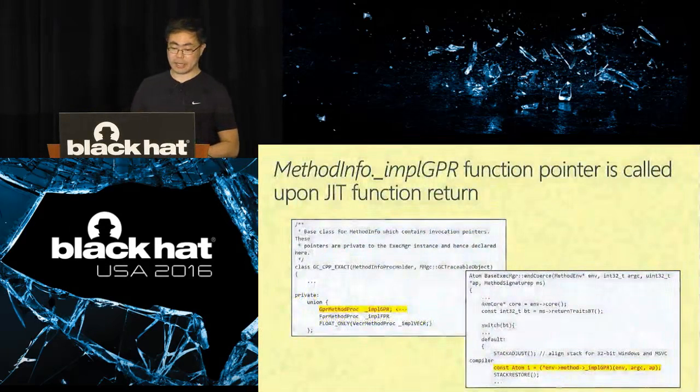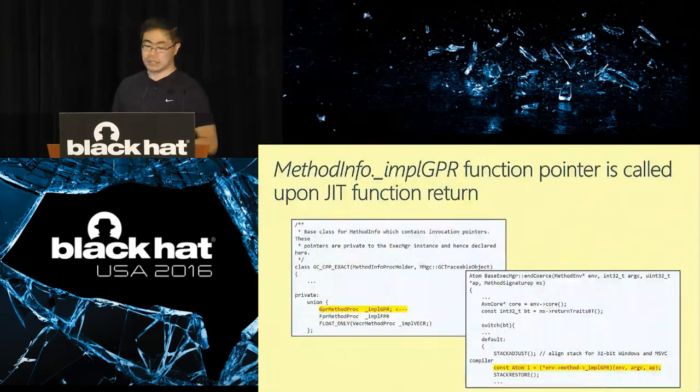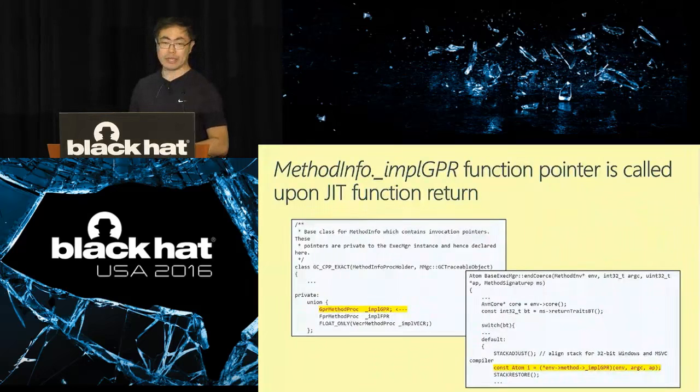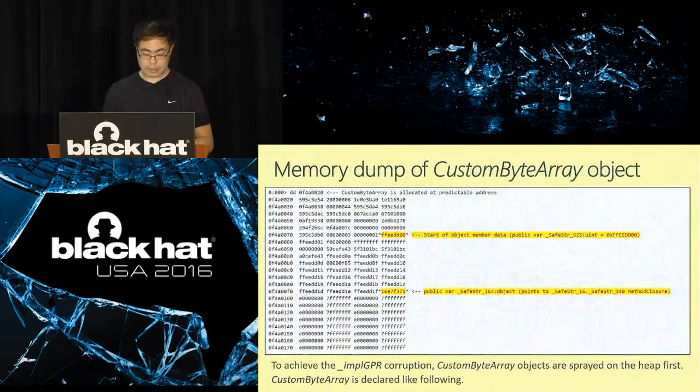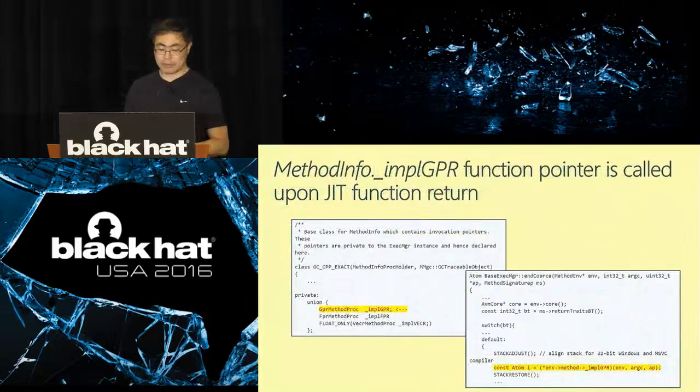So the other JIT attack method we observed is actually using input GPR pointer corruption. This pointer, this handler callback, is called when a JIT method is returning. So whenever the JIT method returns, it will call the end course method, and it will call this pointer value. So if you overwrite this pointer value to whatever shellcode you have, if you know the shellcode location, then code execution will happen.